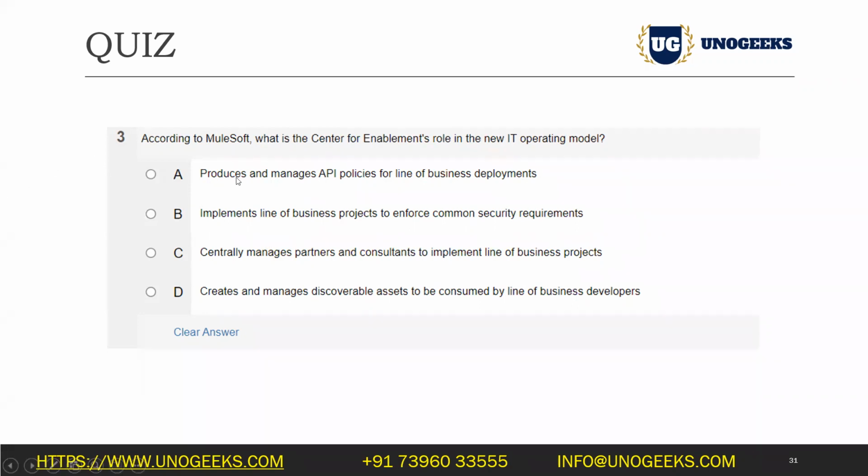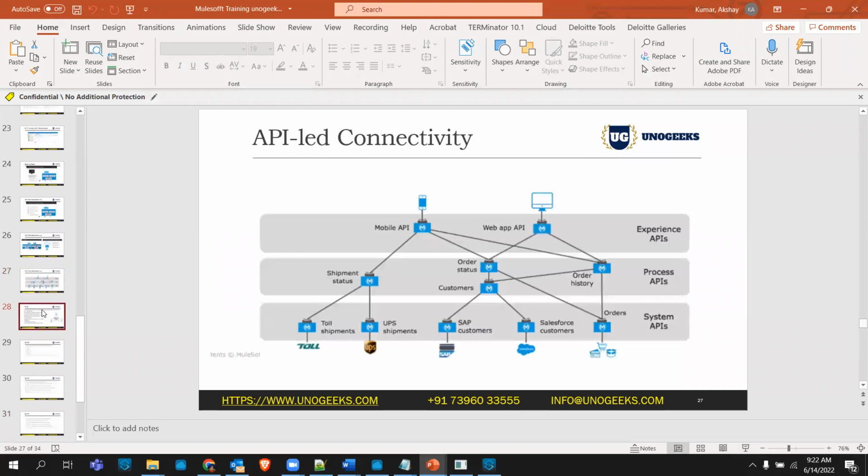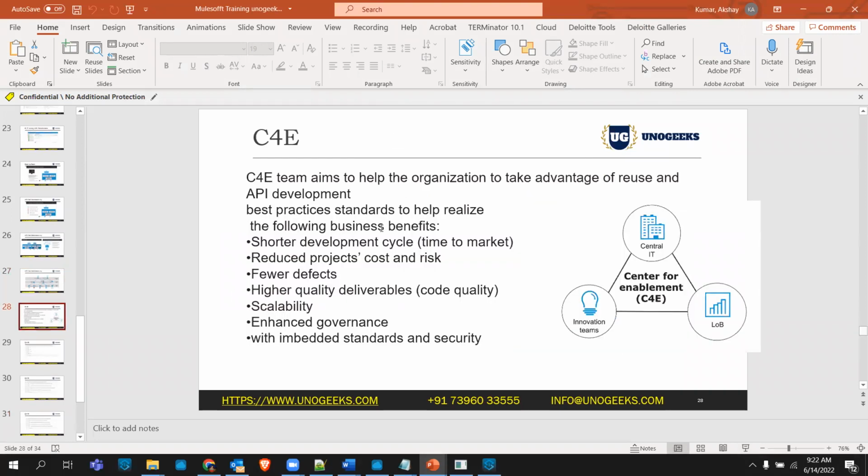Okay, so let's see each of the options, why it is correct and why it is not correct. The first option, as mentioned by Shiva, is A. It's saying produces and manages API policies for line of business deployments. If you go back to our C4E example, the main aim of this is to reuse, right? Obviously it will create, but the aim is to reuse.